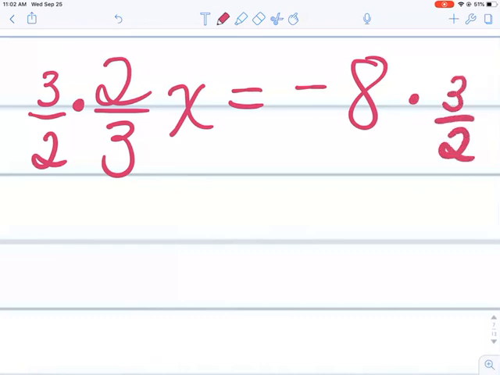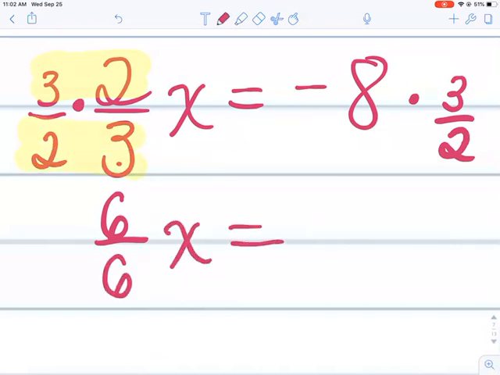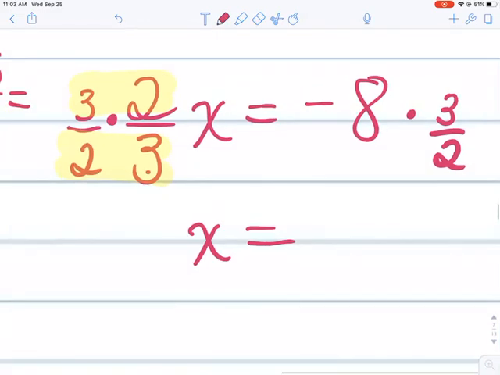So when I multiply 3 times 2, times 2 times 3. Remember, you're multiplying across on the fractions. So 3 times 2 is 6. And then when I multiply 2 times 3, that's also 6. And this here simplifies to just a 1. So that's why it's gone. We can do 1x, or we could just say x.